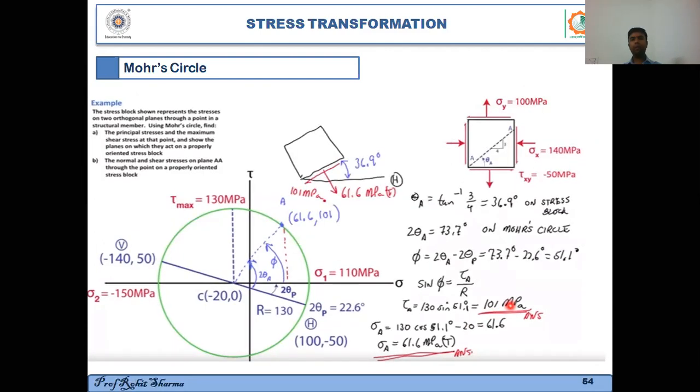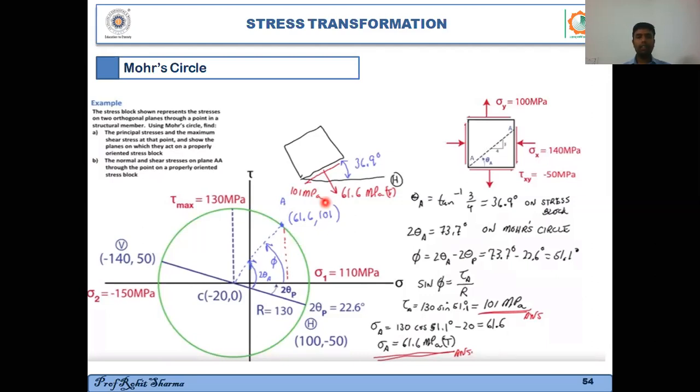And one thing you can do is you can plot the stresses in the rotated condition, right? So how did you find out AA? You took your horizontal face and you rotated it in an anti-clockwise direction by theta A, right? So theta A was 36.9 degrees. So I'll take my horizontal face and rotate it by 36.9 degrees, right? And we've already calculated the normal stress and the shear stress. Normal stress was 61.6 megapascal tensile, and the shear stress was 101 megapascal. And please note that the shear stress was positive, right?